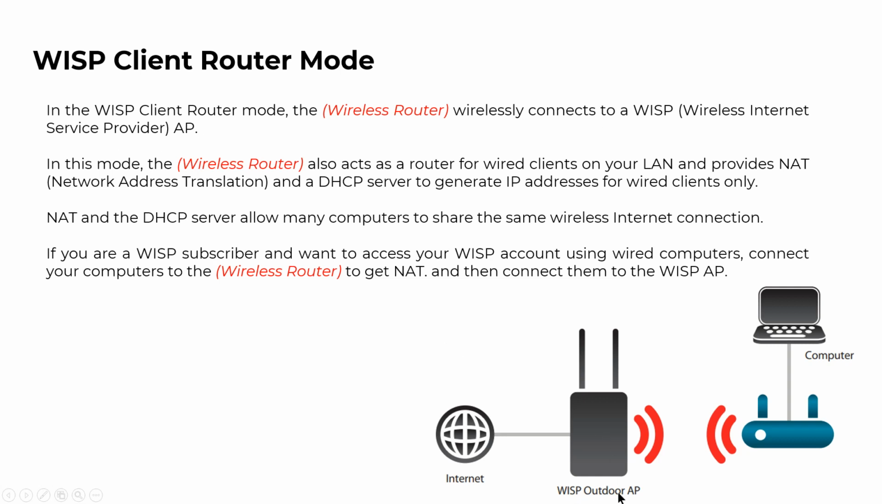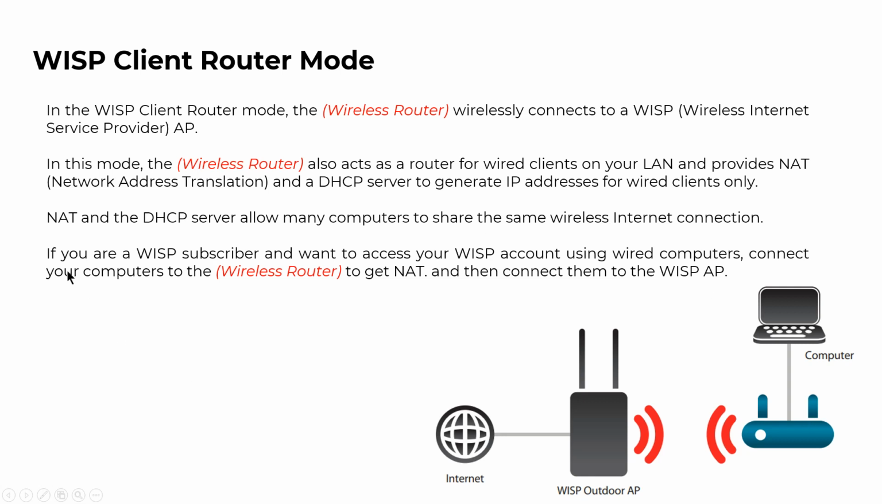As you can see, this WISP outdoor AP, you can assume it as an internet service provider AP, and on the right-hand side there is one computer which is connected to one wireless router, which is installed inside the home. In this mode, the wireless router also acts as a router for wired clients on your LAN and provides NAT translation and a DHCP server to generate IP addresses for wired clients only. NAT and the DHCP server allow many computers to share the same wireless internet connection.